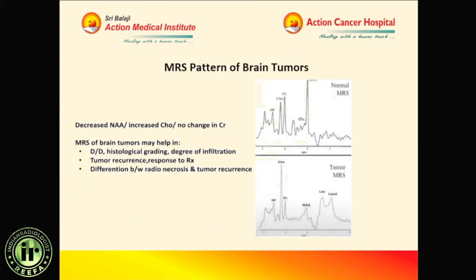Now what is the pattern of brain tumors? As we can see, this is a normal MRS. The Hunter's angle is maintained and in tumors choline peak is elevated, creatinine peak is here, Na is down and we can also see the lipid lactate peak. So MRS of brain tumors may help in differential diagnosis, histological grading, degree of infiltration, tumor recurrence, response to treatment and differentiation between radionecrosis and tumor recurrence.